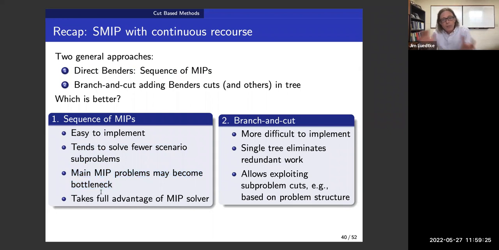The branch and Bender's cut approach, you're adding these Bender's cuts as needed in the tree. There certainly is more to implement, but that single tree might eliminate some of this redundant work from solving a sequence of MIP problems. And it allows you to nicely exploit subproblem cuts based on the subproblem structure. Okay, and naturally, my advice would be try the simple option first, and only go to this more complicated version if the simpler isn't enough to solve your problem.